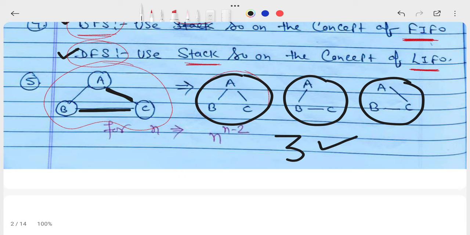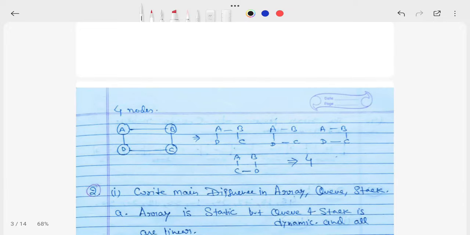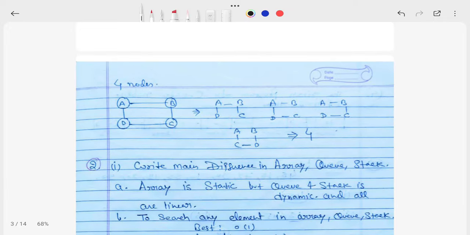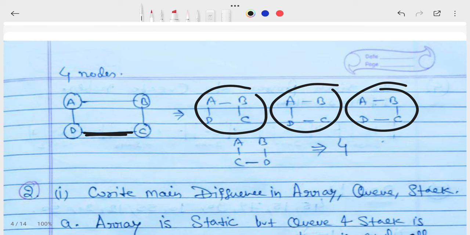Now the second question we asked: if there are a total of 4 nodes, then how many possible trees? You can see, I will remove only one edge, any one edge. This is the first one, this is the second one, this is the third one, and this is the fourth one. So in the GATE exam they are asking, if there are a total of n nodes, then how many possible minimum spanning trees. Okay, we also explained this in the previous video.